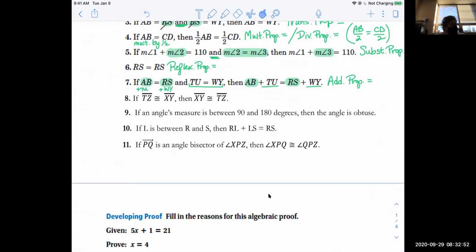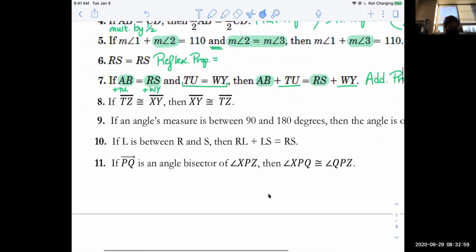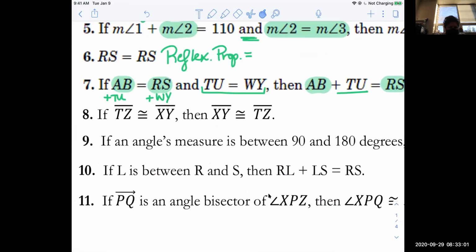All right, how about number 8? Carson, can you tell me what you think number 8 is? Good. Symmetric property of congruence. So we took the two sides there and we just switched them around. Notice symmetric will only have one given also.